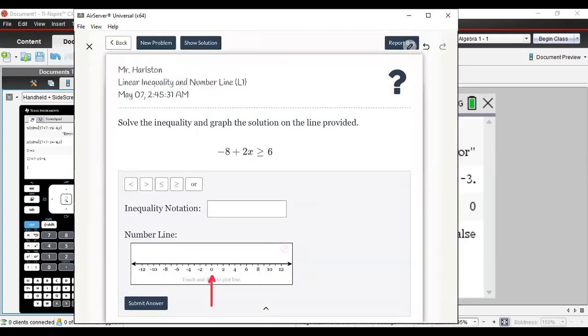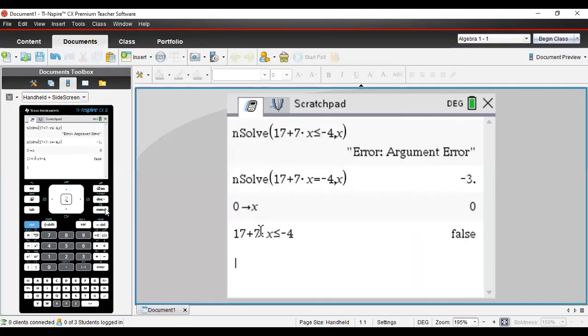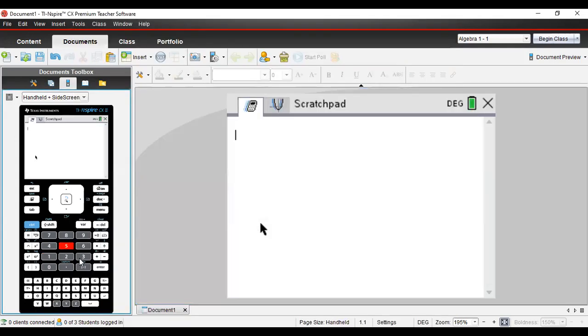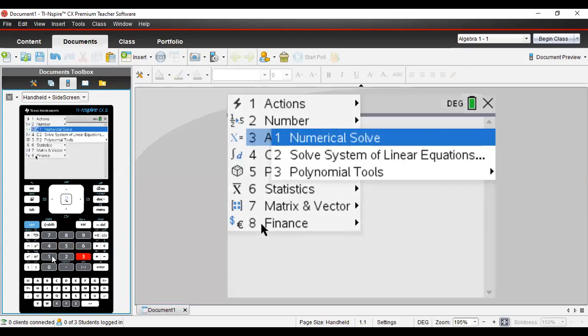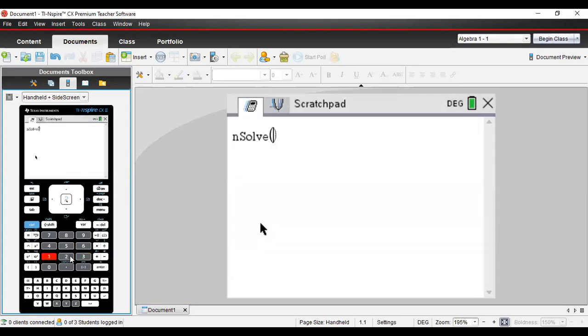All right, let's do another question. Here we have another inequality. Of course, we can't solve this unless we change it to an equation. So that's what we're going to do. Let's get rid of this stuff. Menu 15, and then we're going to type in menu 31, and then type in the equation. We're going to change that inequality to an equation. Equals 6, comma x.